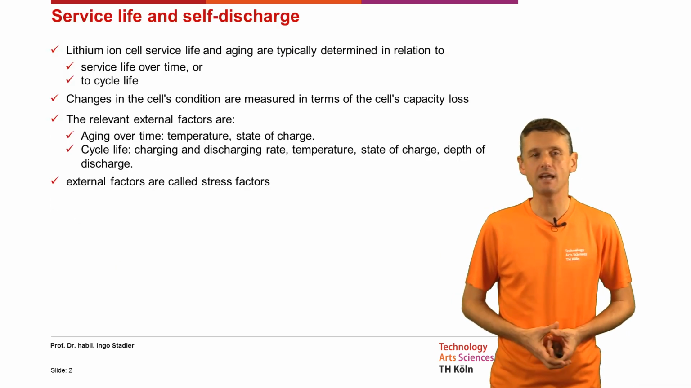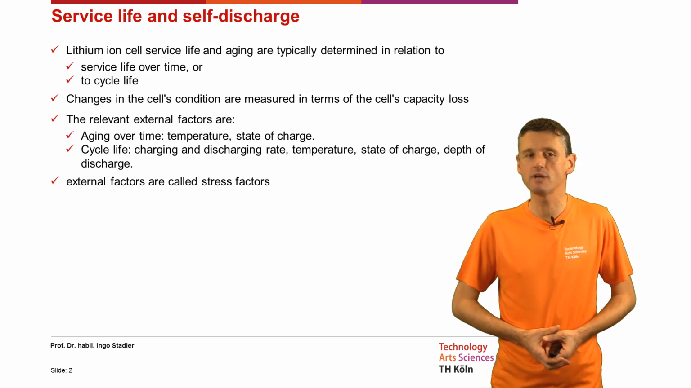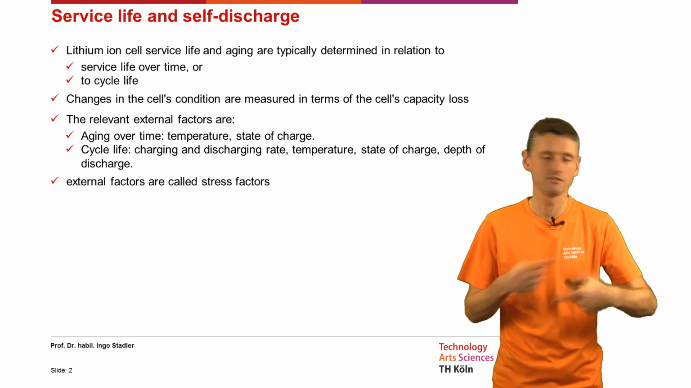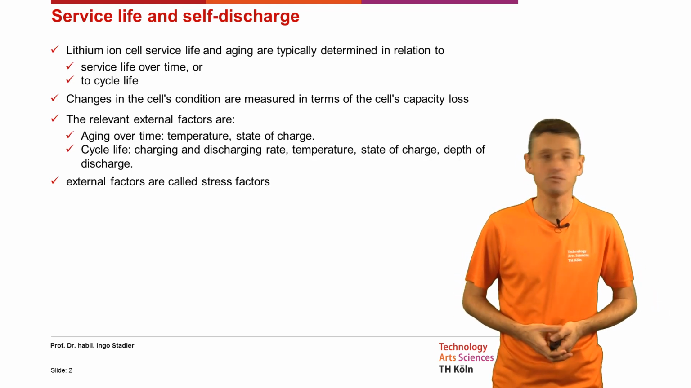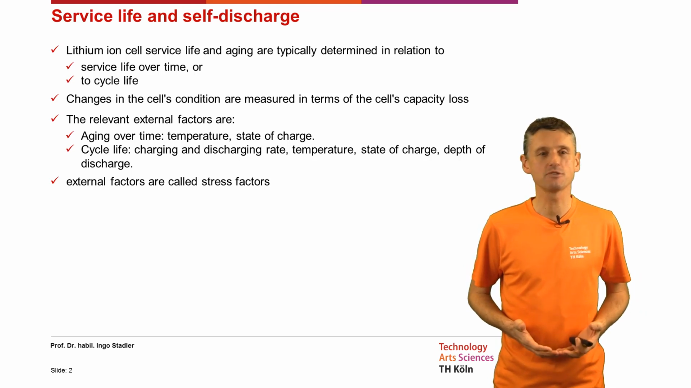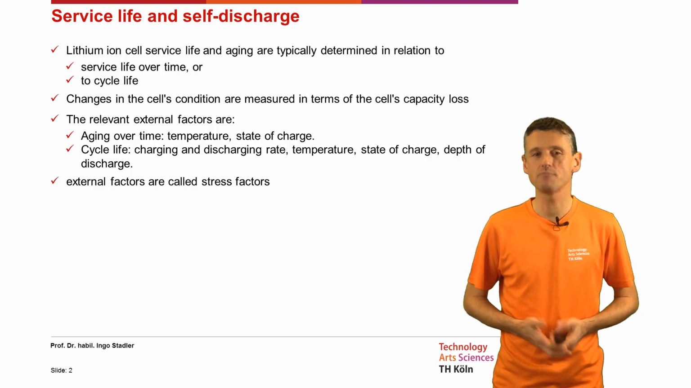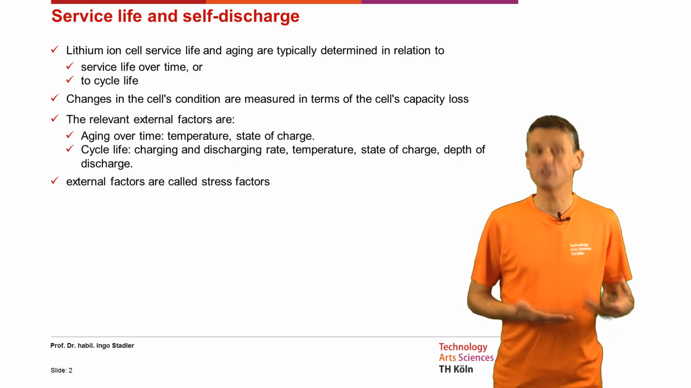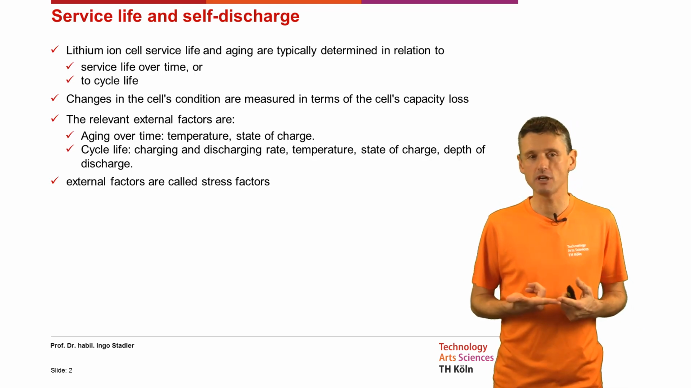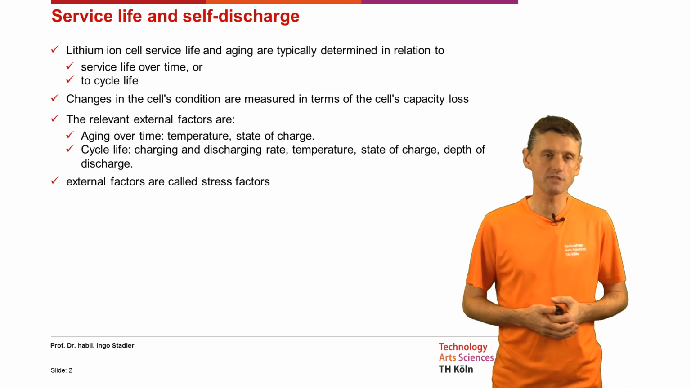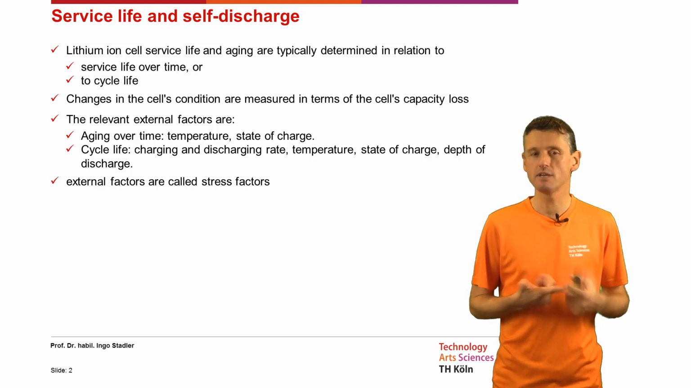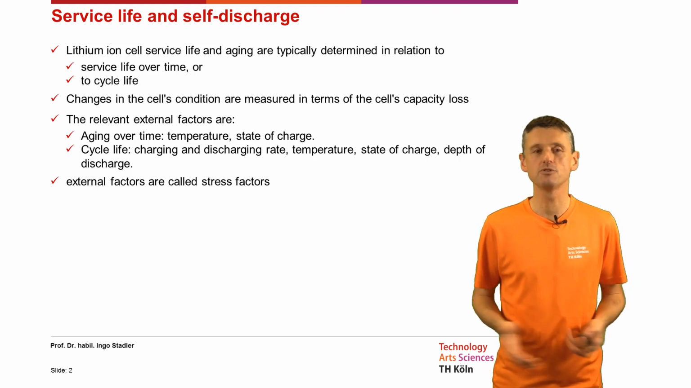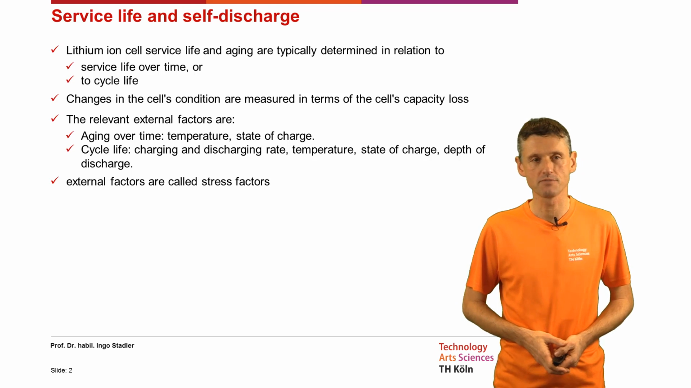Lithium-ion cell service life and aging are typically determined in relation to the service life over time or to the number of cycles we can take out of a lithium battery. Changes in the cell's condition are measured in terms of the cell's capacity loss. The relevant external factors for aging over time are temperature and the state of charge, and the cycle life depends on charging and discharging rate, temperature, state of charge, and depth of discharge. The external factors are also called the stress factors for batteries.